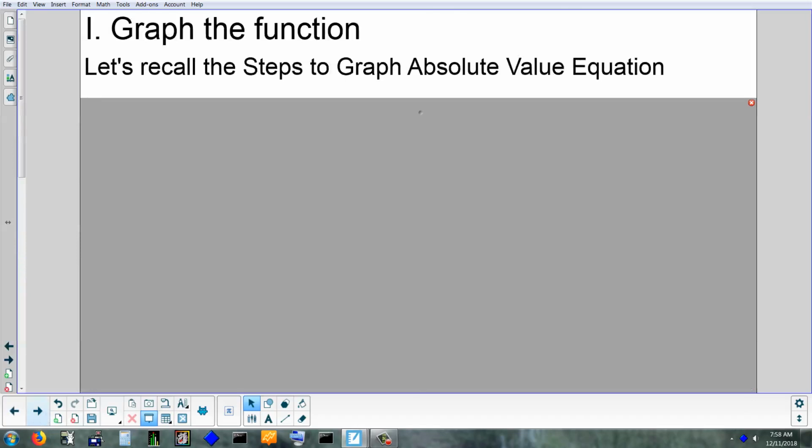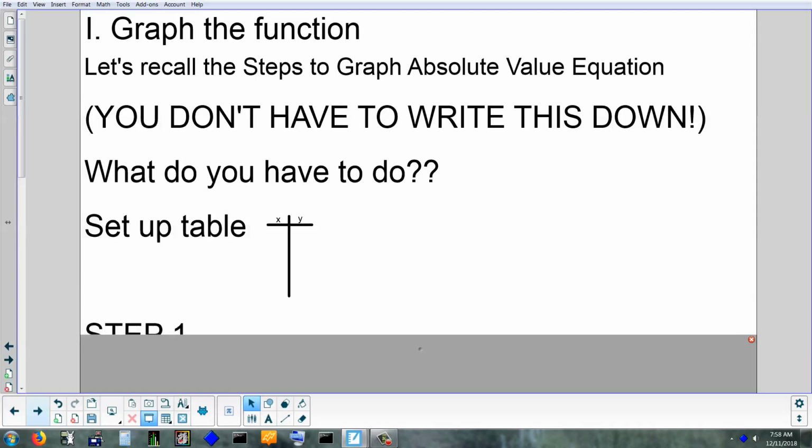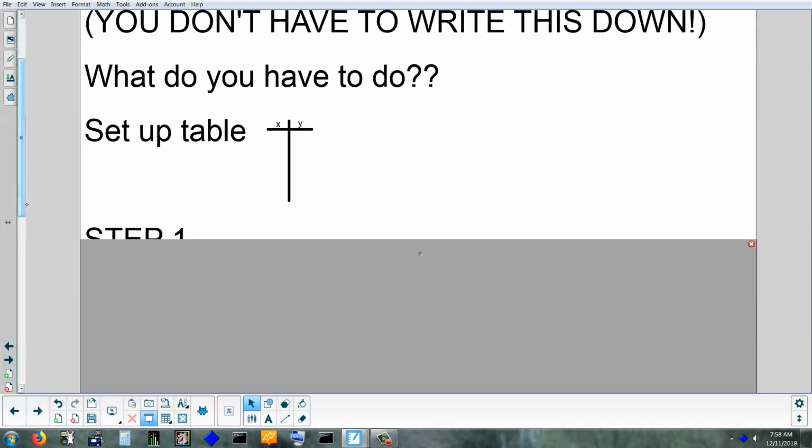Does anyone remember what our steps were to graph it? What's the first thing you had to do to get the first x value? Yep? Set what is inside the absolute value equal to 0. That's perfect. So you set up your table. Okay, we're going to make a table with x's and y's in it. And Ellie just told us the first step.